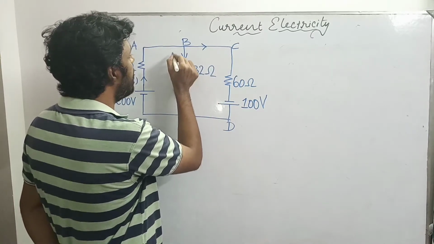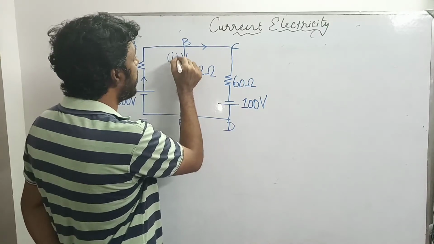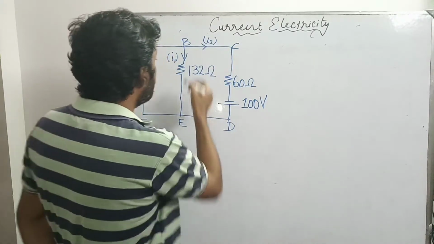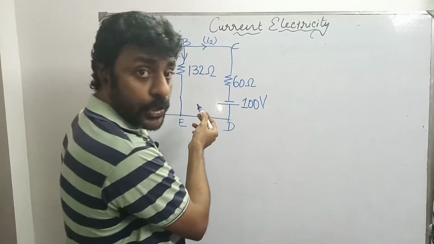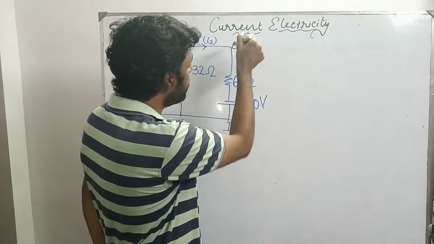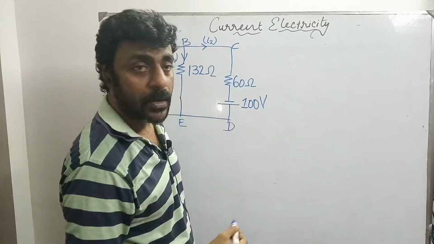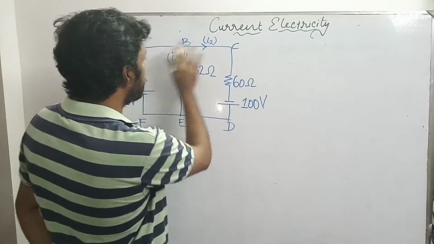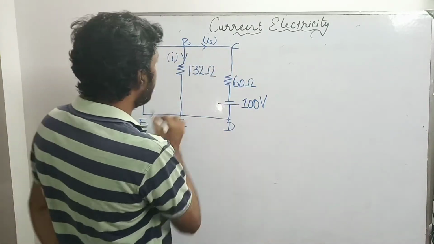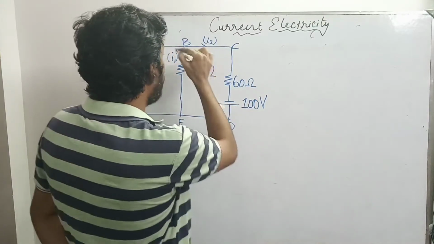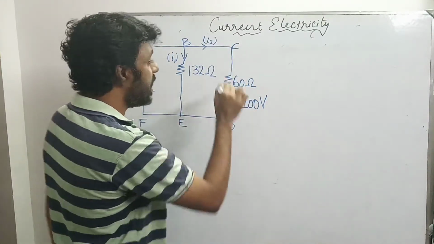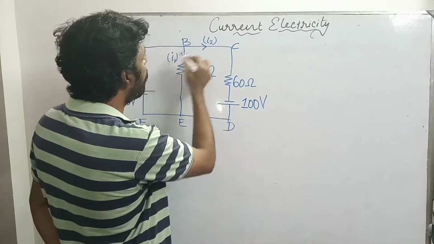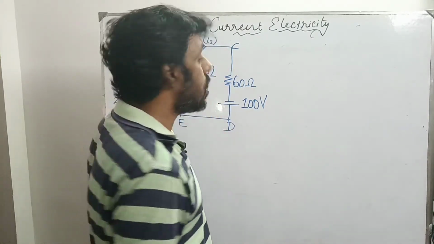The first current, let us assume, is I1 and the other current is I2. I1 is the current that flows through this 132 ohm resistor, and I2 is the current that flows through the 60 ohm resistor. This is how the points have been marked and the currents have been identified, and the direction also is mentioned in the circuit diagram. Now your duty is to find the value of the individual currents. How are we going to do it?